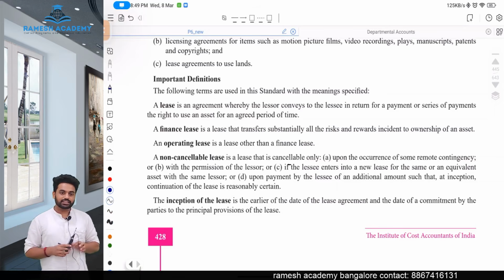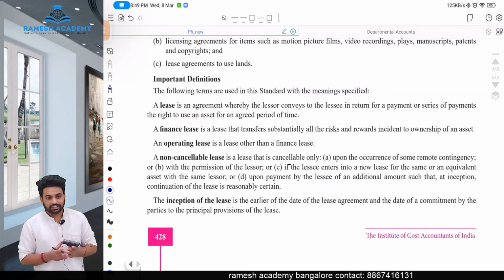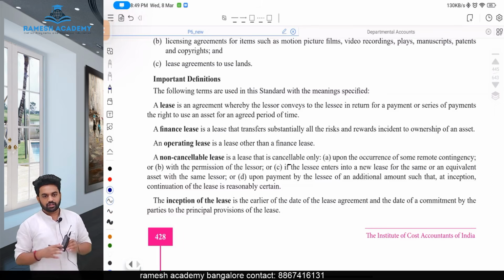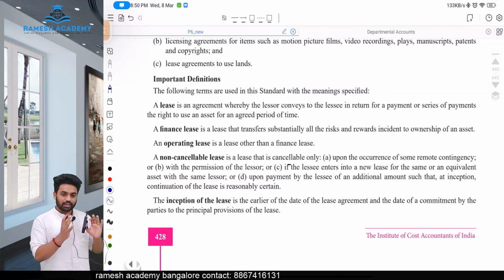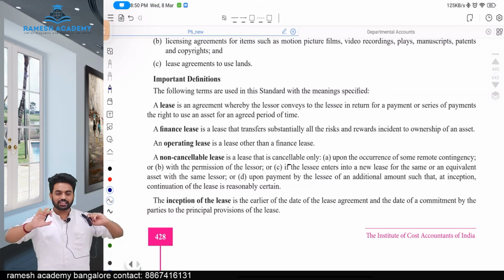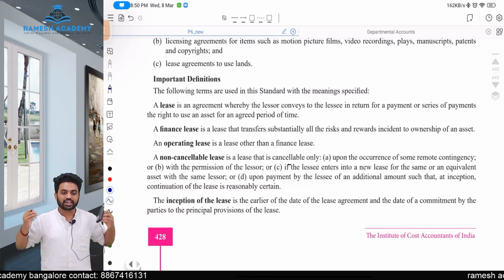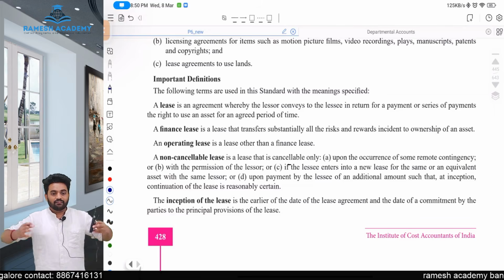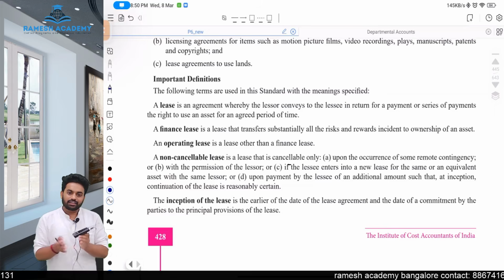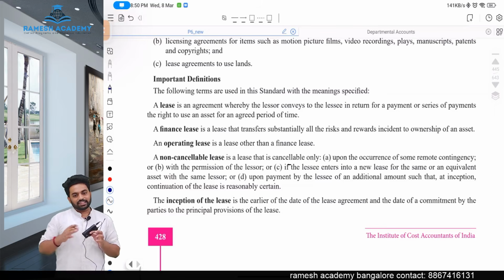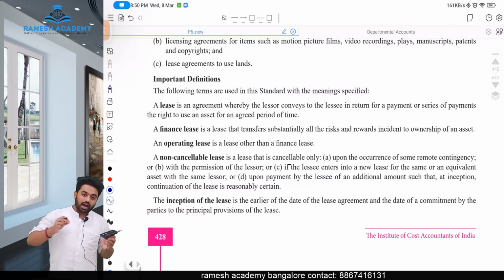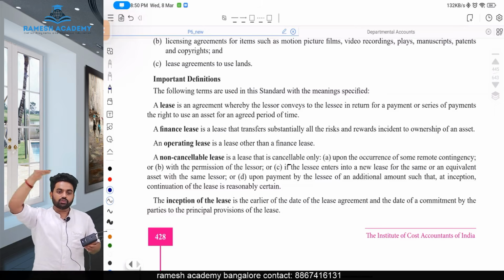Sir, what do you mean by finance lease? Finance lease is the lease in which almost all the risk and reward of the asset is transferred by the lessor to the lessee, which means basically a finance lease is just a financial arrangement. Hire purchase, where after certain payments you are going to own the asset, is also a kind of finance lease. Right now you don't have money to purchase the asset, but after payment of a certain amount you are going to own it.